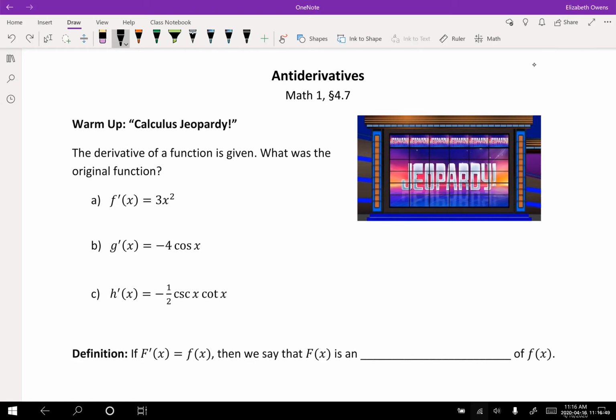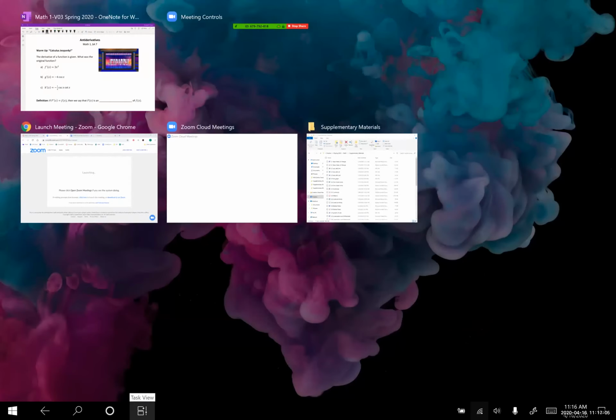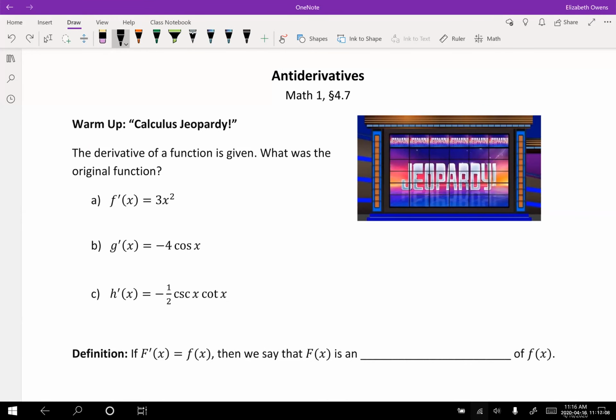F prime of x, so here's our derivative, is 3x squared. What was the original function? Who's got it? I heard someone there for a second, and then I lost you. Is it x cubed? It is x cubed. Who was that? This is Natalie. Natalie, yay, you got it. Nice. So f of x is x cubed. Very good. Yeah, the derivative of that is 3x squared. Spot on. Okay, now let's see who can get our next one.